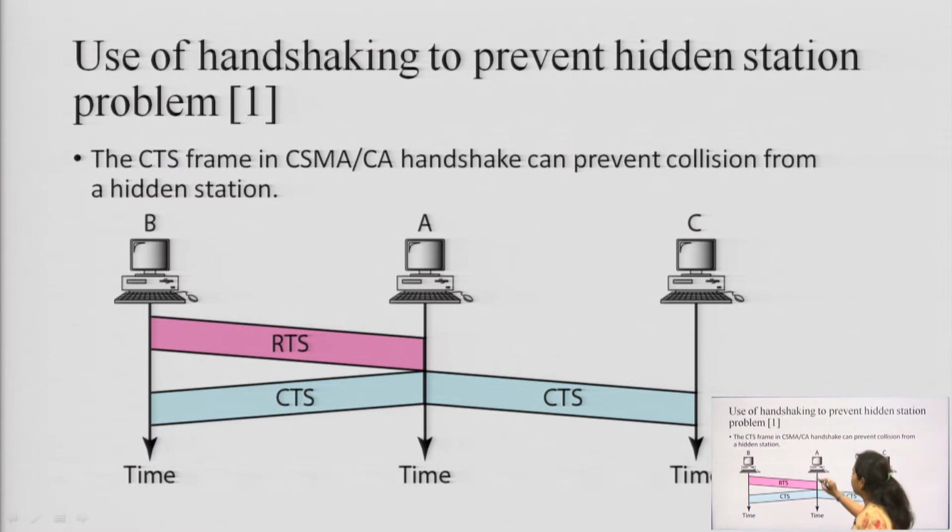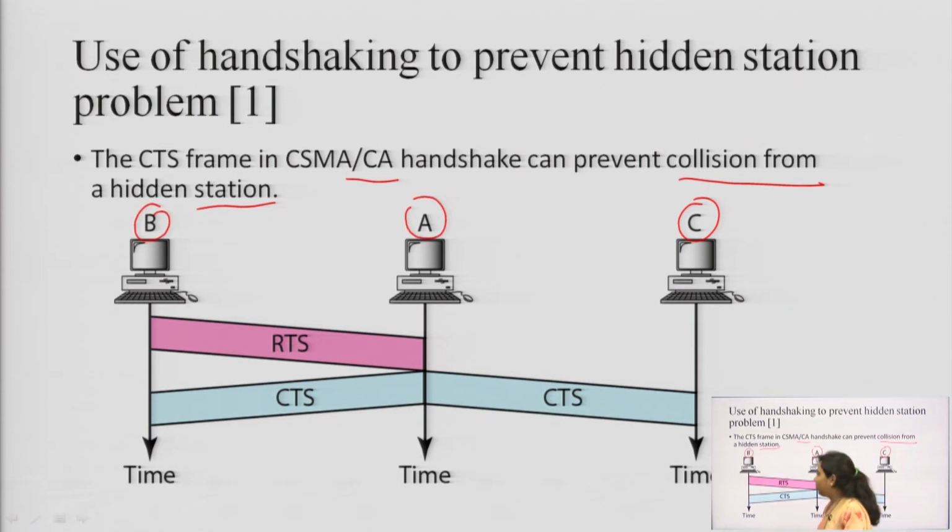So, the CTS frame in CSMA/CA, that is carrier sense multiple access with collision avoidance, is used. Handshake can prevent collision from a hidden station. Now, you can see over here that this is station C, this is station A and this is station B. What is the problem? Hidden station. B and C cannot see each other with respect to station A. So, how will this handshaking be done?